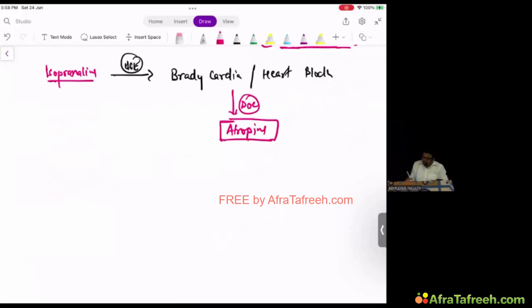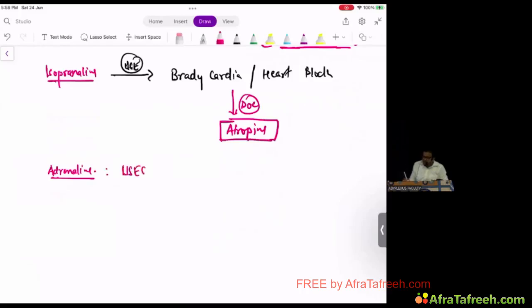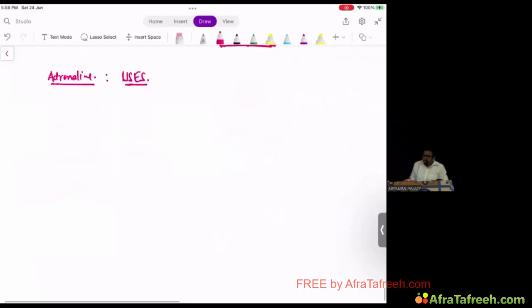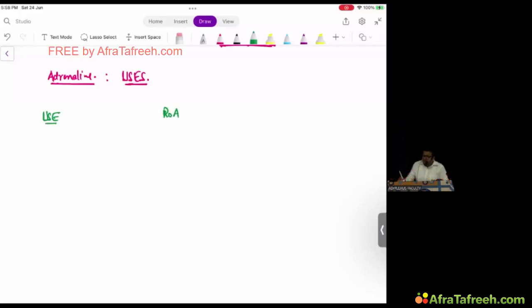Then we come to uses of adrenaline, very, very important. We will draw a table. We will write what is the use. Second, we will write what is the route of administration. Third, we will write what is the concentration. Three things you will write.